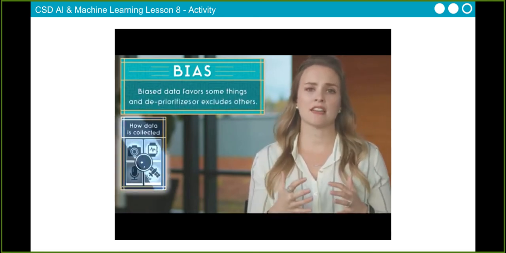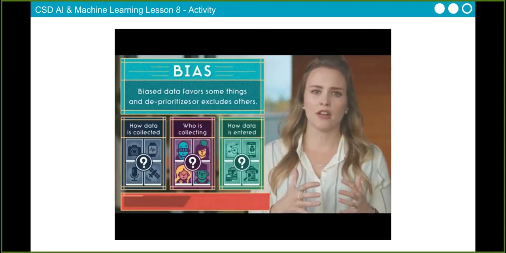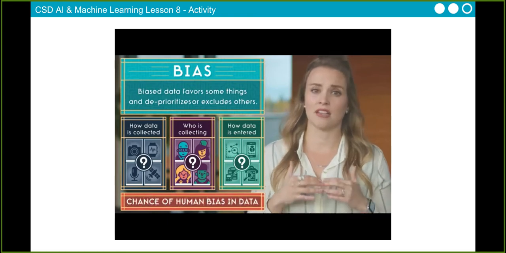Depending on how training data is collected, who is doing the collecting, and how the data is fed into the computer, there is a chance that human bias is included in the data.